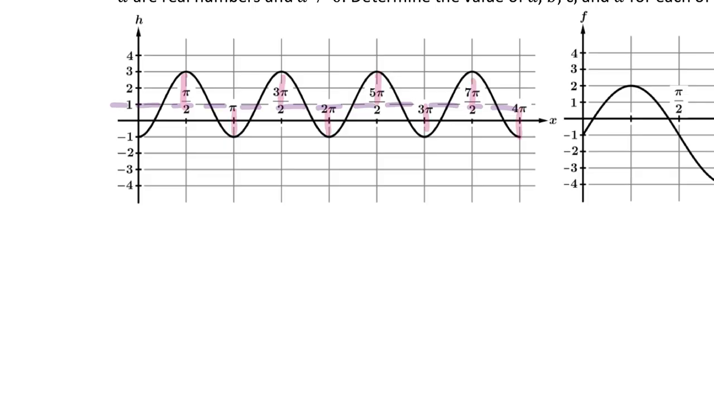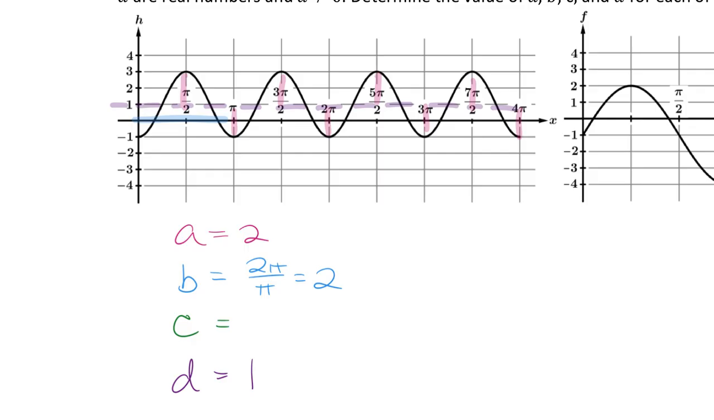What was the period again? Pi. Okay, so that gives me a lot of information here. I know then that A was 2, B was 2 pi over pi, which is 2, hold on for C, and D was 1.